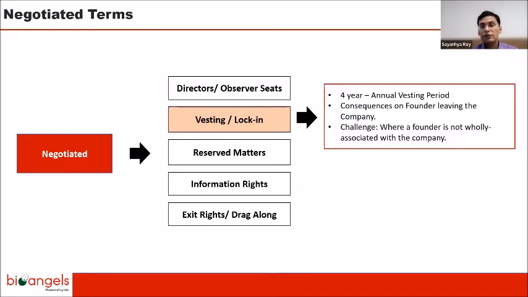But we have to be careful in case of founders who are not actively engaged with the company, because in that case, typical provisions such as termination for cause or for the founder leaving the company do not apply, because the founders are not essentially 100% with the company at all. So that's with the vesting.